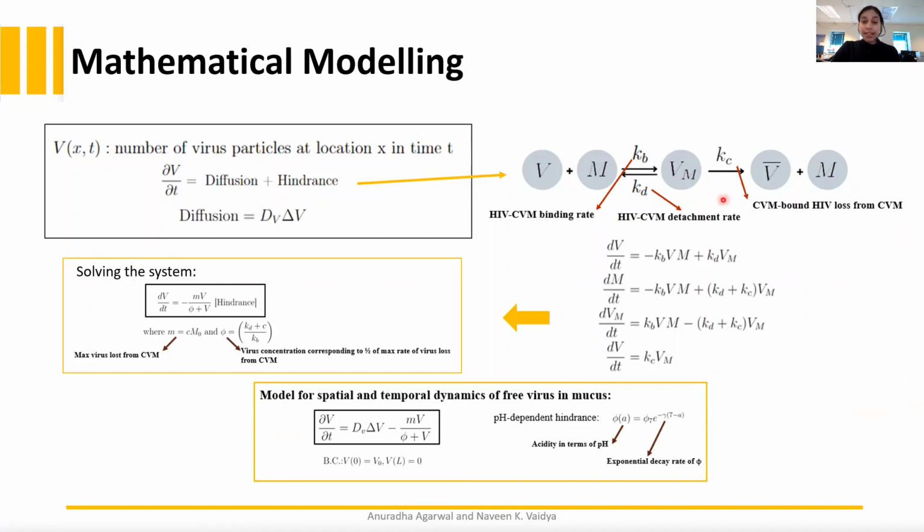Here we have the virus and mucus interacting with attachment and detachment rates Kb and Kc. Vm represents the mucus with the virus attached. Here Kc is the rate at which CVM-bound HIV detaches from the CVM. We then solve the reactions to find the hindrance. This is the final model for spatial and temporal dynamics for free virus in mucus.